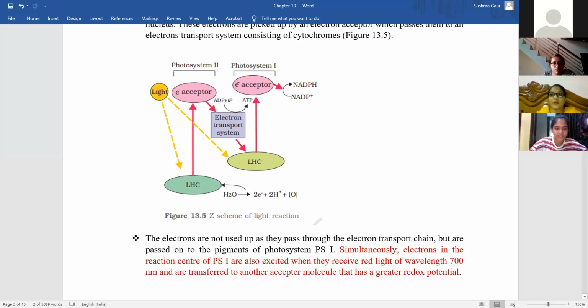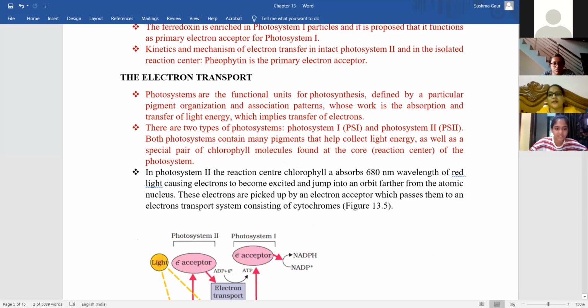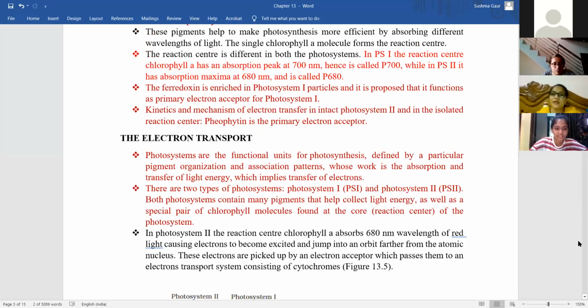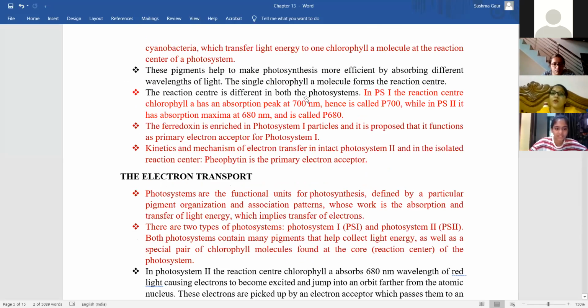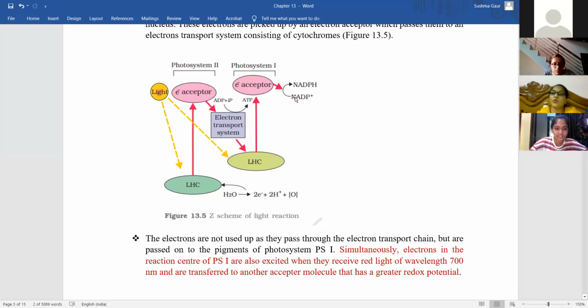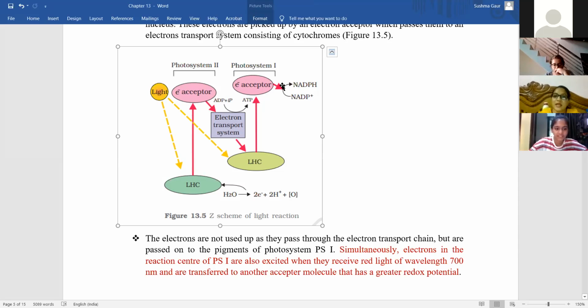I think I told you, no? Ferredoxin will accept it, and it is responsible for reduction of NADP to NADPH. This is the schematic explanation. Theory I will explain now. But the most important thing about this Z scheme is why it is named the Z scheme: because we can see this reaction is occurring in a manner like it's forming a Z. That's why it's known as the Z scheme.